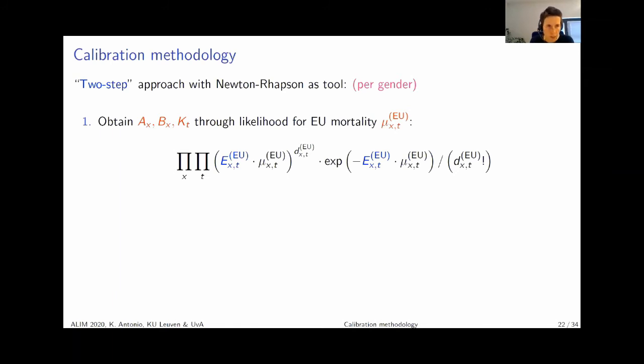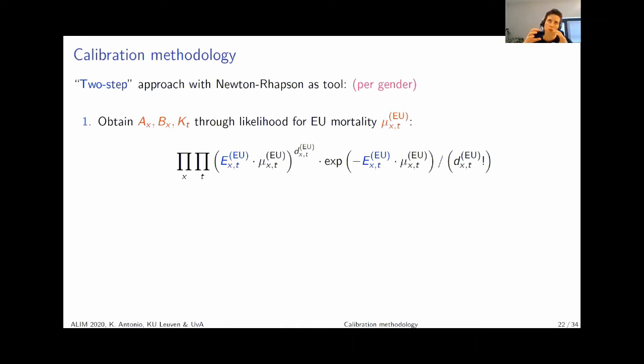And the first step is to get the parameters for the model at the European level. So I'm going to calibrate the ax, the bx, and the kt by using a likelihood for the European mortality. What you see here, this likelihood specification, is coming from a Poisson model at the European level, where the number of deaths, the D that you see over here, is the total number of deaths across these 14 countries that I'm considering. And the exposure to risk at European level is the sum of all the exposures across these 14 countries for a specific x and for a specific period t.